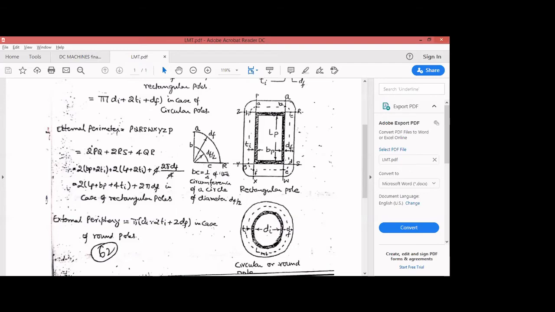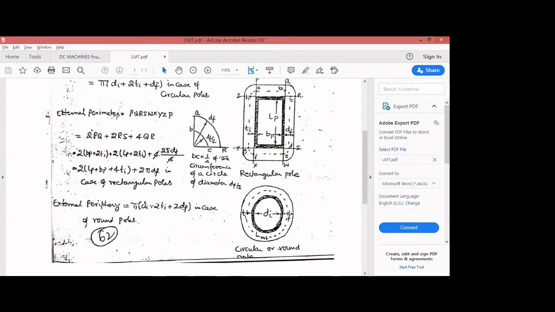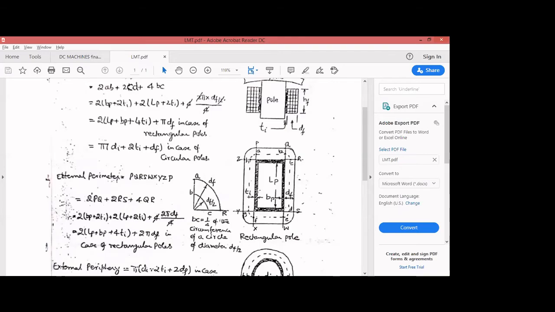I should know the diameter of the pole, then insulation, then this length. So d can be written as pi into d. D can be written as di plus insulation of this part and this part, and this df. The entire length is df. So I want only the length of mean turn. So here it will be half df plus half df. Then what you get here? Full df. So pi into (di plus 2ti) plus df. This is for the case where the poles are circular. If the poles are circular, this is the formula for length of mean turn.